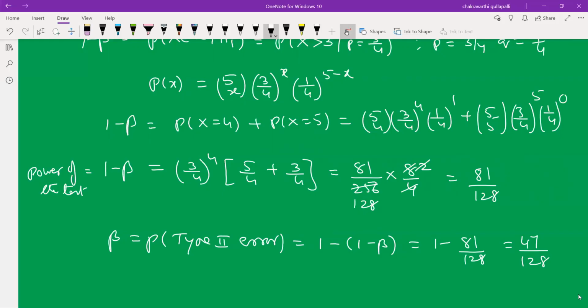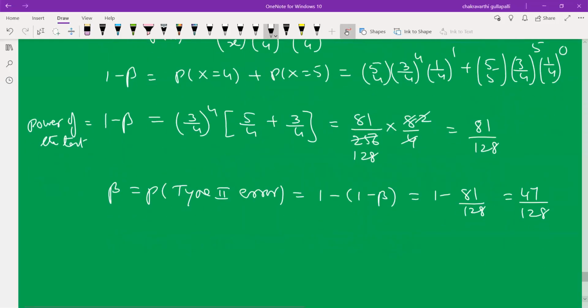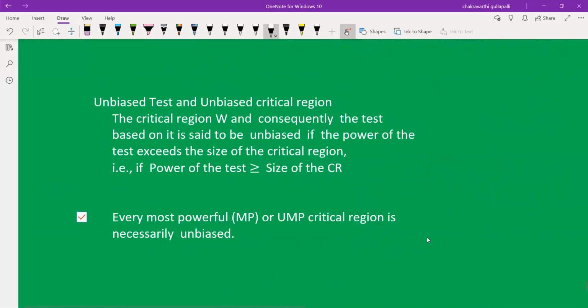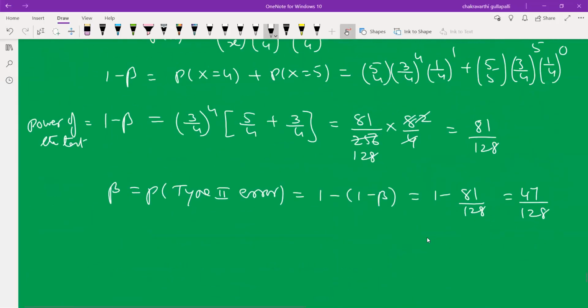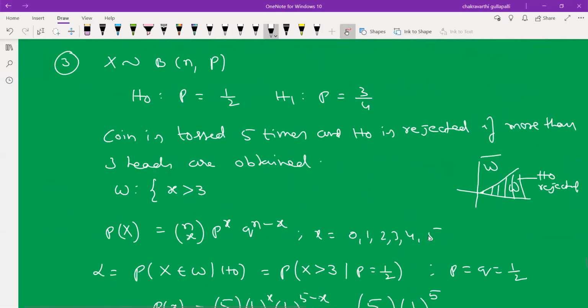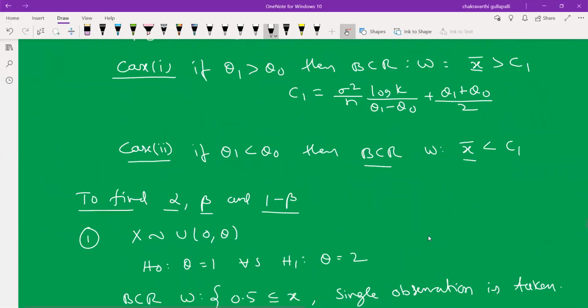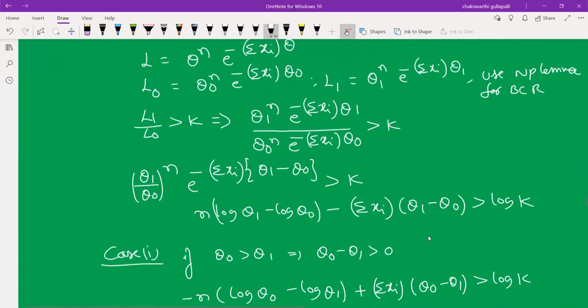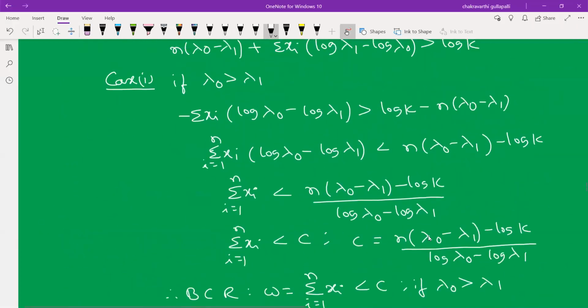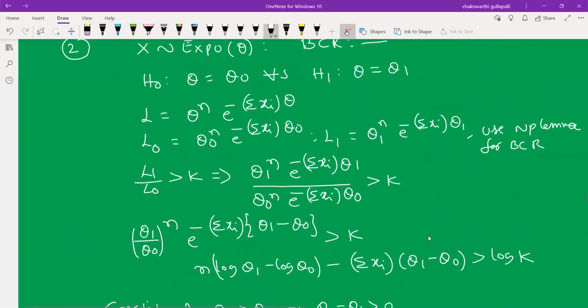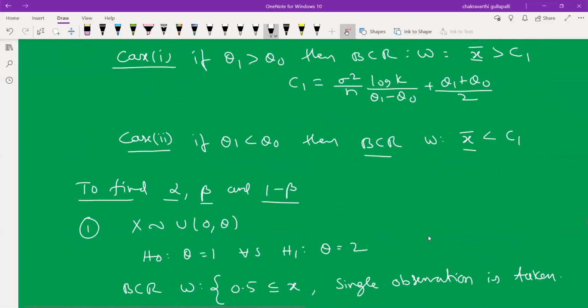These 3 examples are very, very important from the examination point of view. You remember, so you have to solve all these problems once again. Today, explained NP lemma, the importance of NP lemma. Several examples are noted here.